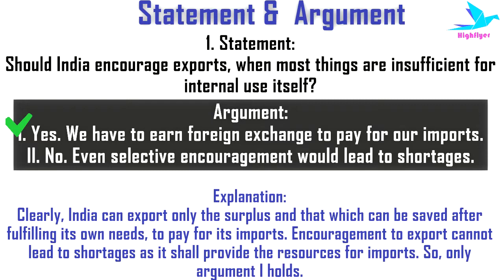Then let's see the next argument. No, even selective encouragement would lead to shortages. Now this argument only highlights an apprehension without any proper reason. So it is not strong enough. Hence only argument 1 is strong.